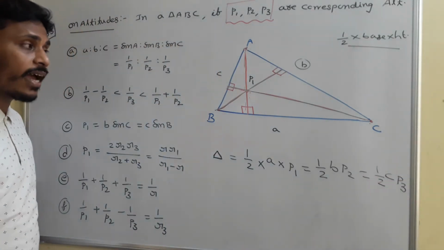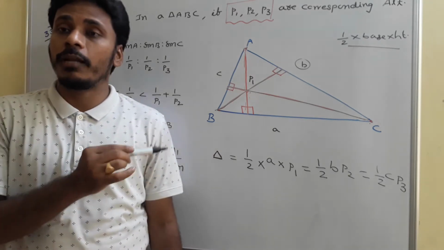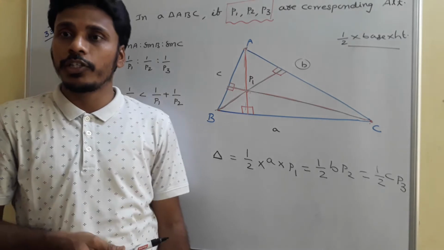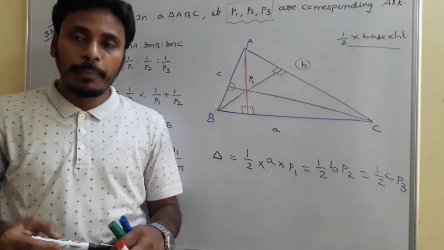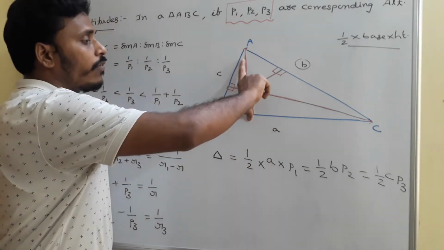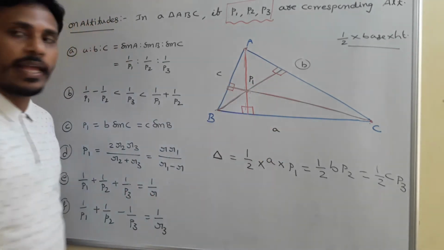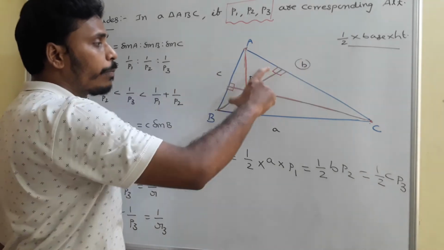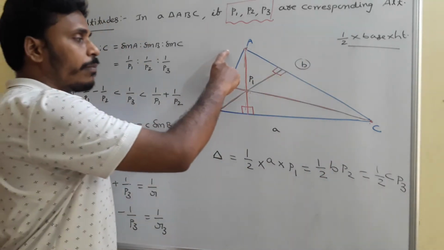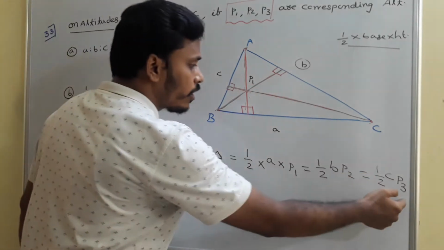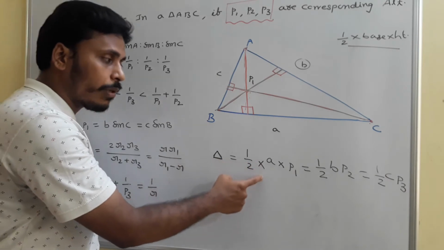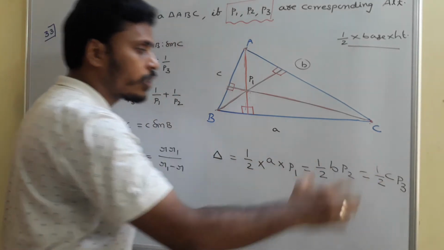Just have a look at the end. The area of this triangle can be calculated in three ways. See, the rule is half base into height. What is the base? The base may be any side of the triangle. If you take this as the base and P1 is the height, half A P1 is the area. If you take this as the base, P2 is the height, half B P2 is the area. Whereas if you take this as the base and this is the height, half C P3 is the area. At the end, the area of this triangle is half A P1, half B P2, half C P3.